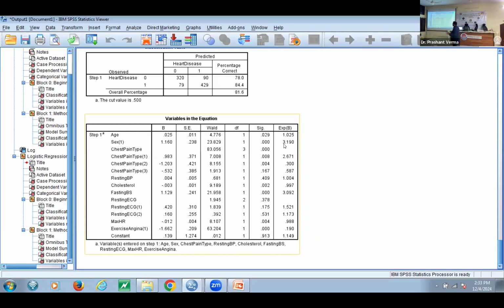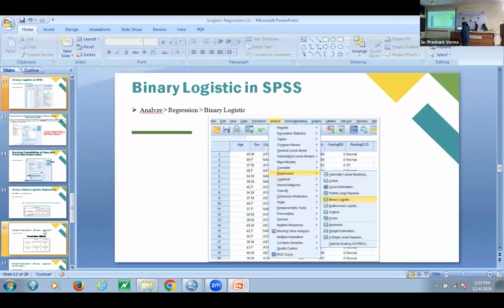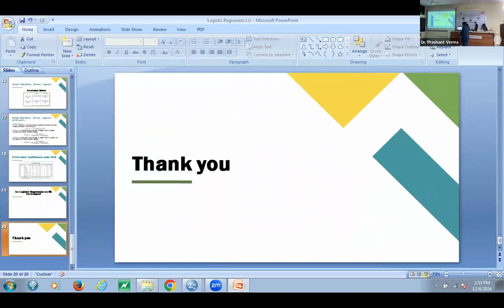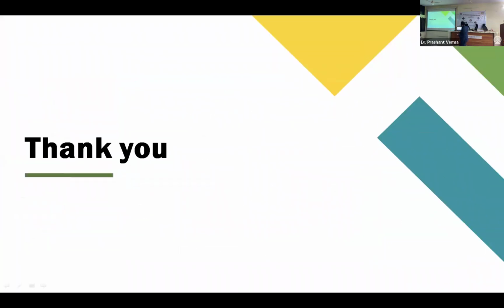You can change the reference category as per the way you want to explain your problem, address your problem, and interpret your model or this phenomenon. So I think that is done from my end. If you have any questions, I'll be happy to answer them.